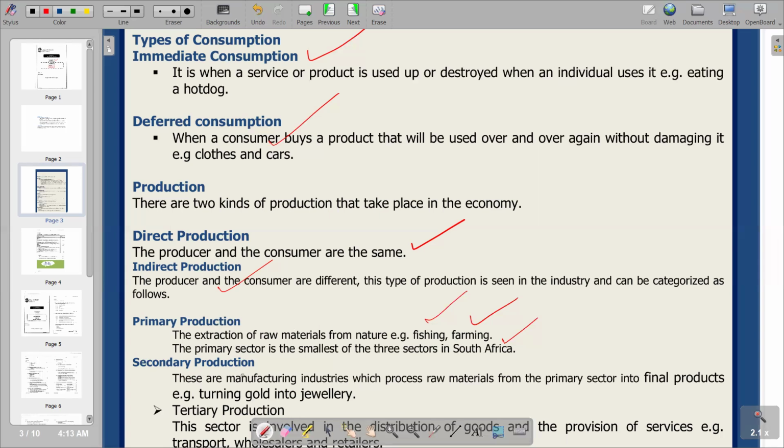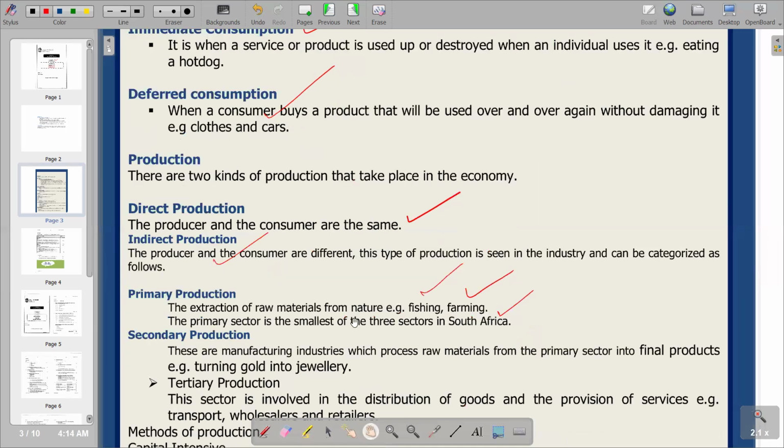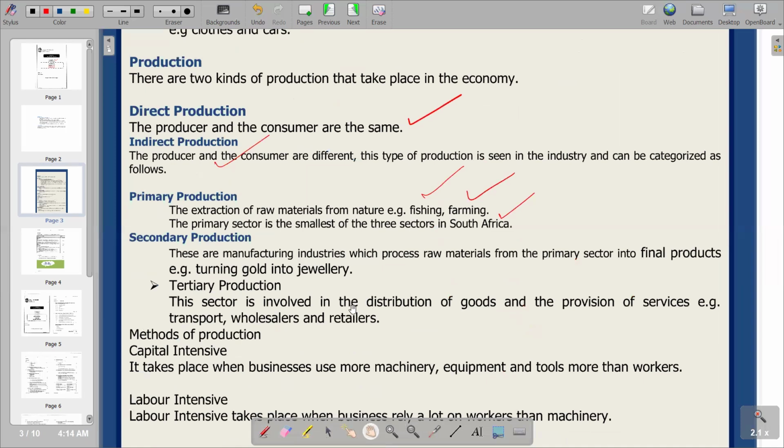And then, if you look now at the secondary sector, secondary production, that's where we've got manufacturing taking place. We have got the conversion of raw materials into final products. These are manufacturing industries which process raw materials from the primary sector into final products. So that's what we have. For example, turning gold into jewelry.